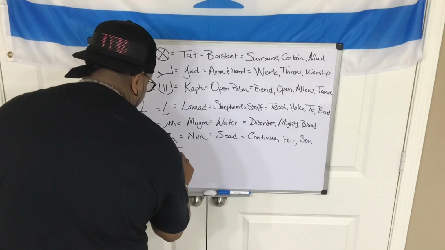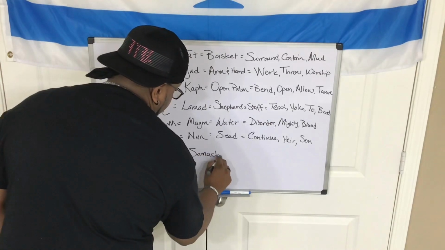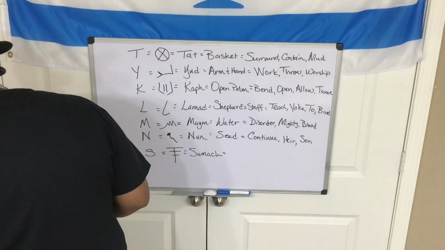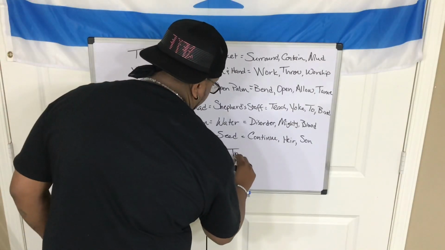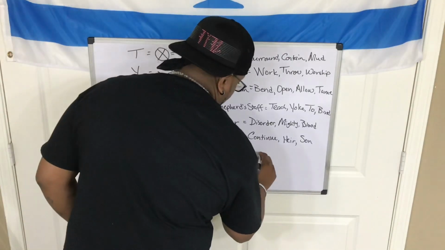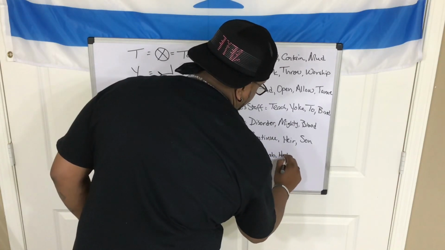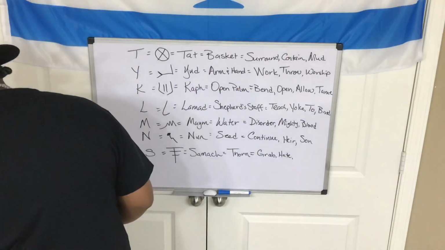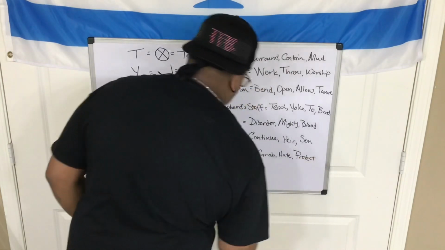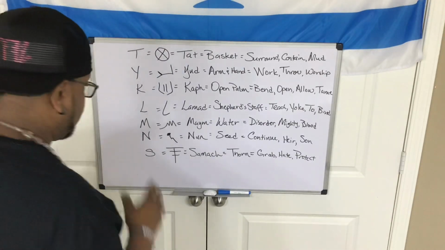The next one, Samak. It's a simple S in the Abaryt. It means thorn. It means to grab, to hate, and to protect. Now let those sink in right quick. And we're going to move forward.